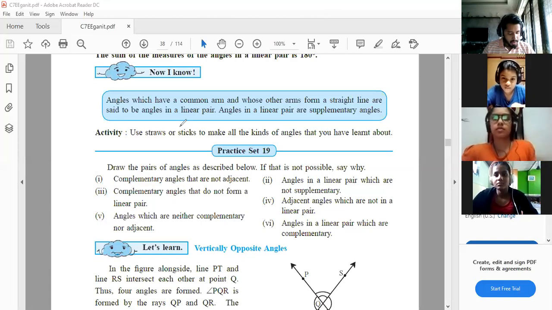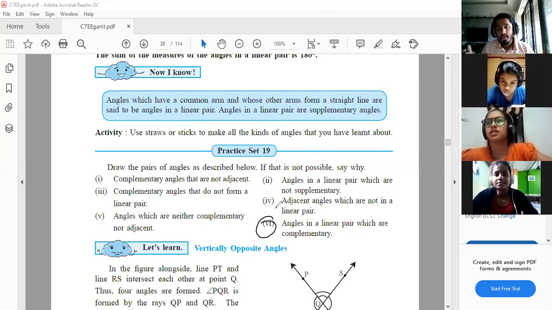Angles in a linear pair which are complementary. This one I'm talking about, the sixth one. This is not possible only. Why? Complementary angles together are 90 and a linear pair together is 180. So linear and complementary are not the same. So you have to write such angles do not exist or it is not possible.